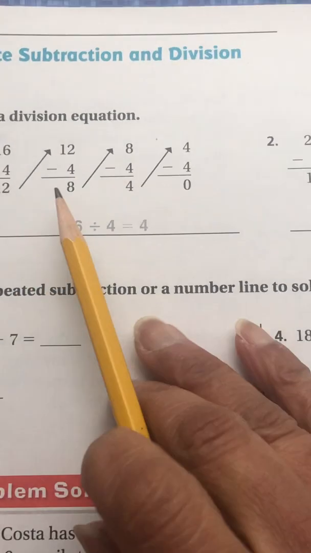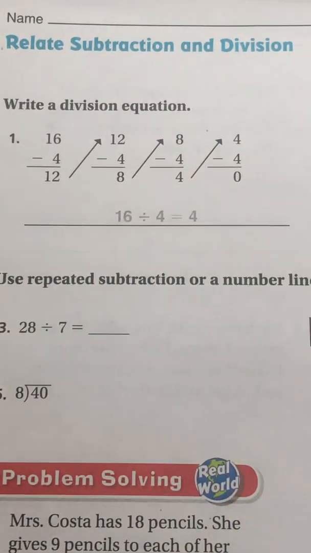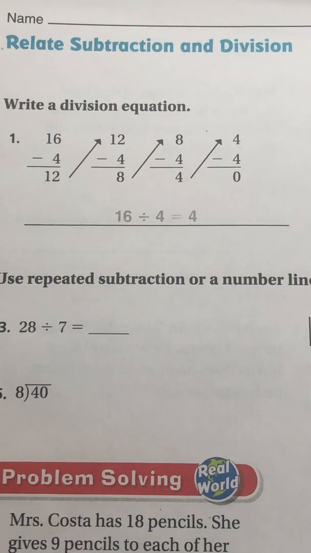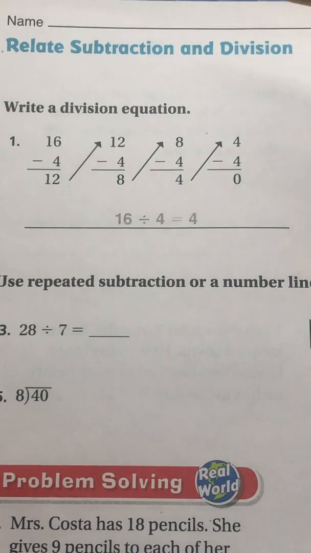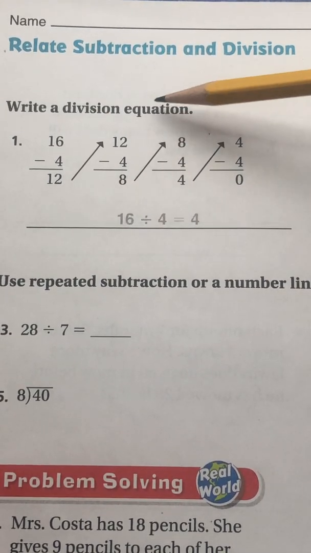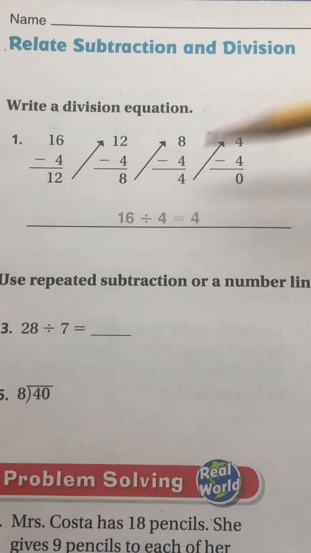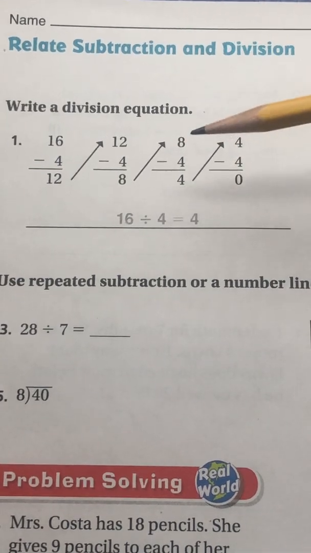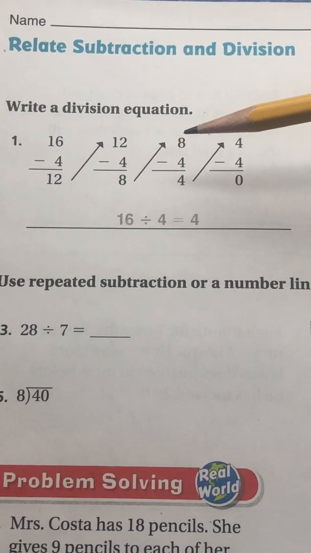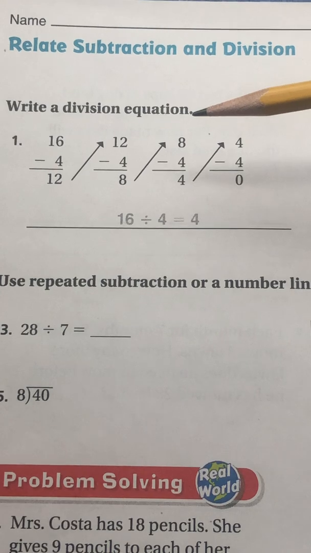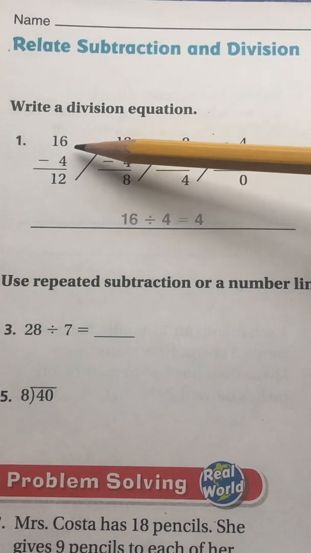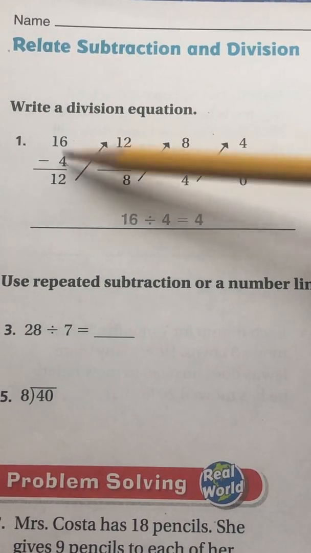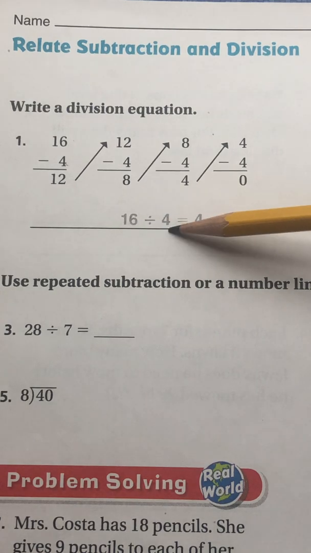Number one, I'm going to go over it because they showed you what they did, just to make sure that we understand how to do both strategies. It says write a division equation. The equation is 16 divided by 4. The strategy that they decided to use was repeated subtraction. So they subtracted 16 minus 4 first. That's where they got 16 divided by 4.